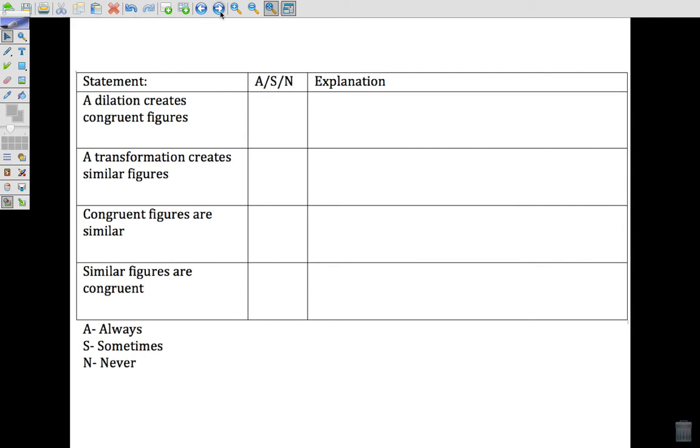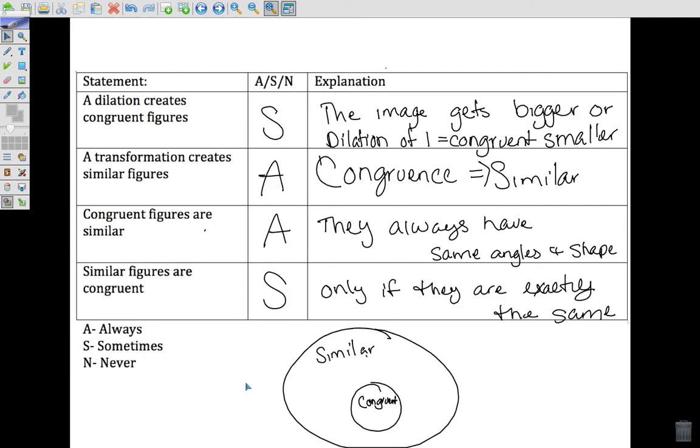All right, let's go over some answers. A dilation creates a congruent figure. This is a sometimes. The image gets bigger or smaller, but a dilation of 1 would give you a congruent figure, right? A dilation of 1 would be congruent. So sometimes it's congruent, but normally I would say it's a similar figure.